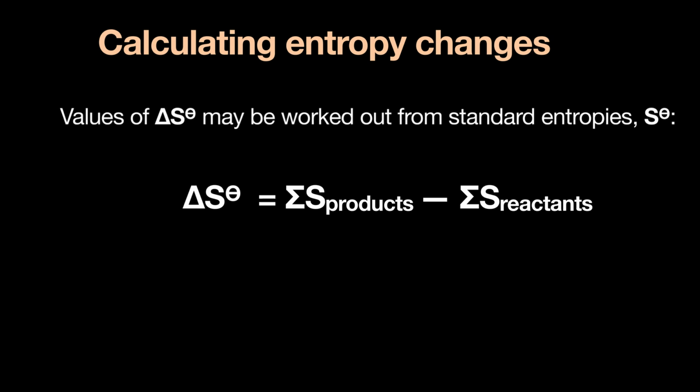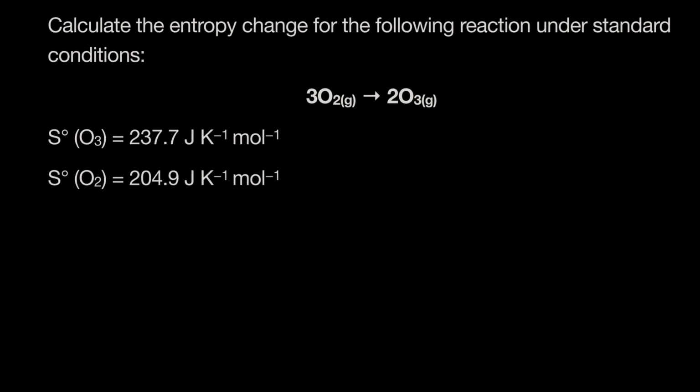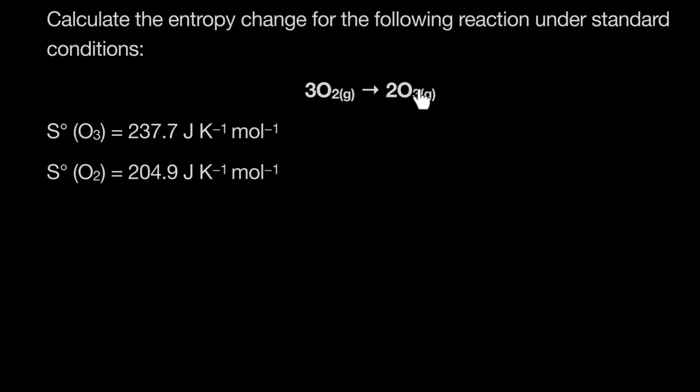All you really need is the standard entropies of the reactants and products in a question. So if I look at an example here, it says calculate the entropy change for the following reaction. The reaction happens to be 3 oxygens becoming 2 ozone molecules. To find the entropy change for this reaction, we'll need to know the entropy of oxygen, given to us right here as 204.9 joules per Kelvin per mole, and the entropy of ozone also given to us. So what we really just need is to add them up to find delta S.